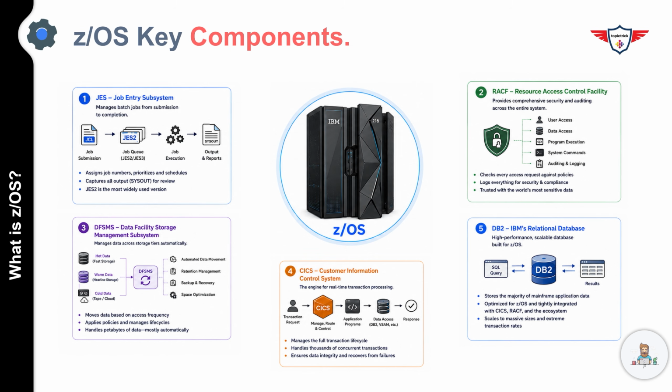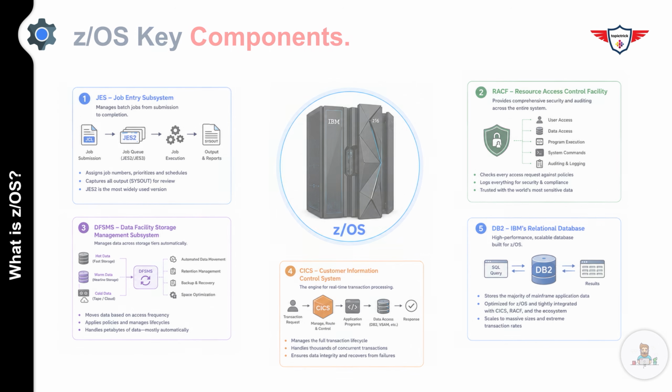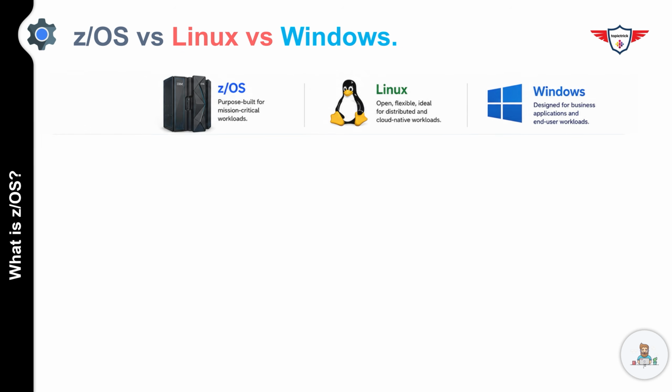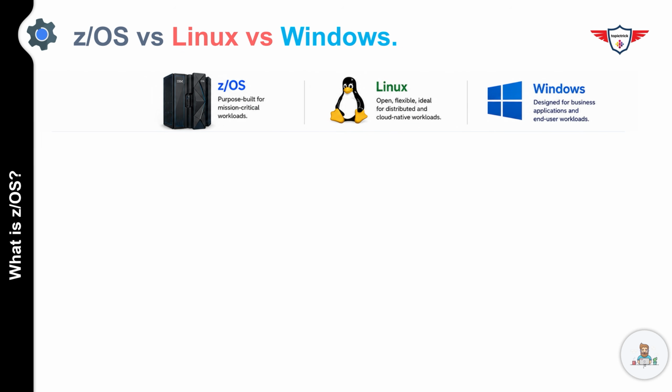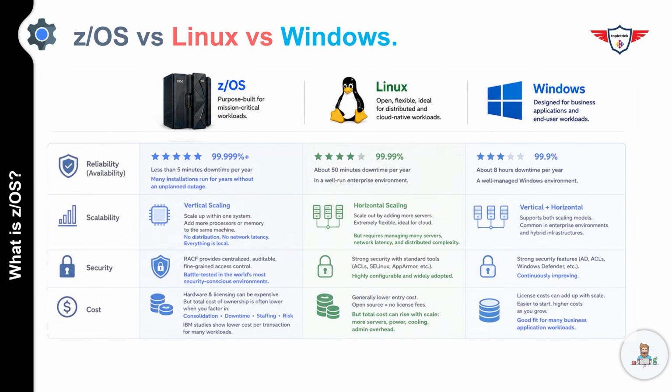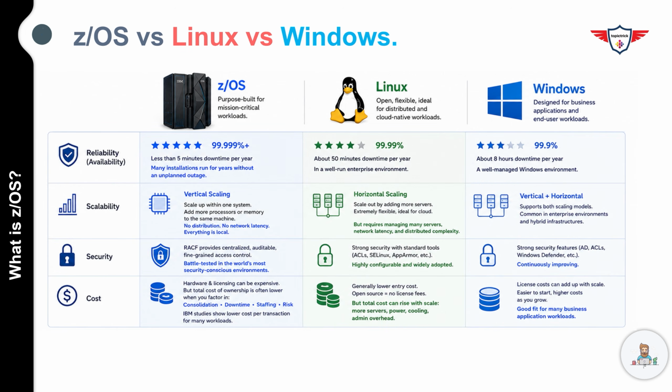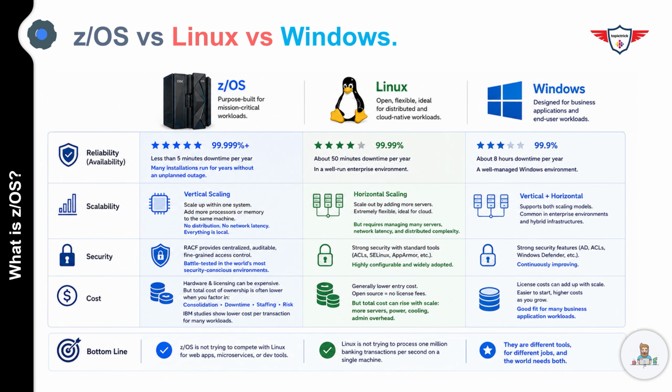Now let's address the comparison that always comes up. How does z/OS compare to Linux and Windows? And the honest answer is that it depends entirely on what you need to do. These are not competing products in the way people often suggest. They are designed for fundamentally different workloads. And we're going to do a comparison based on four different attributes or areas. First one is reliability, second one is scalability, then security, and of course the cost.